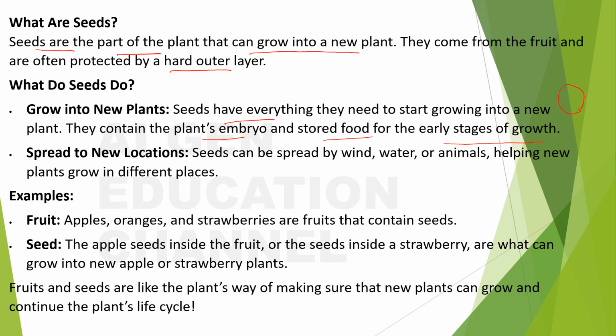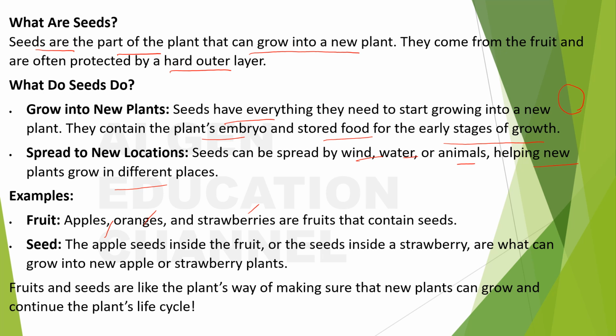Spread to new locations. Seeds can be spread by wind, water or animals, helping new plants to grow in different places. What are the examples? Fruits, you know, apples, oranges, strawberries are the fruits that contain seeds. How about the seed? The apple seeds inside the fruit or the seeds inside a strawberry are what can grow into new apple or strawberry plants.